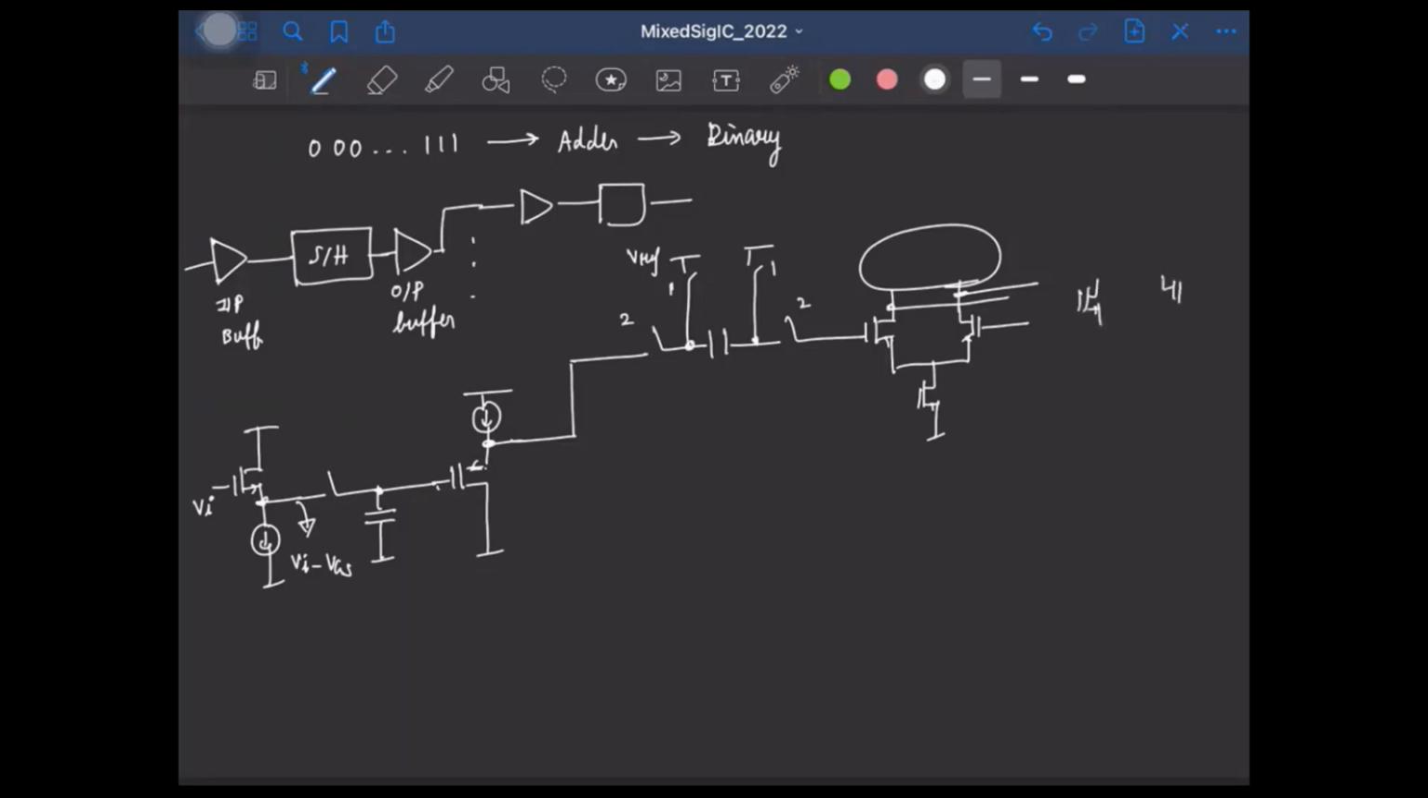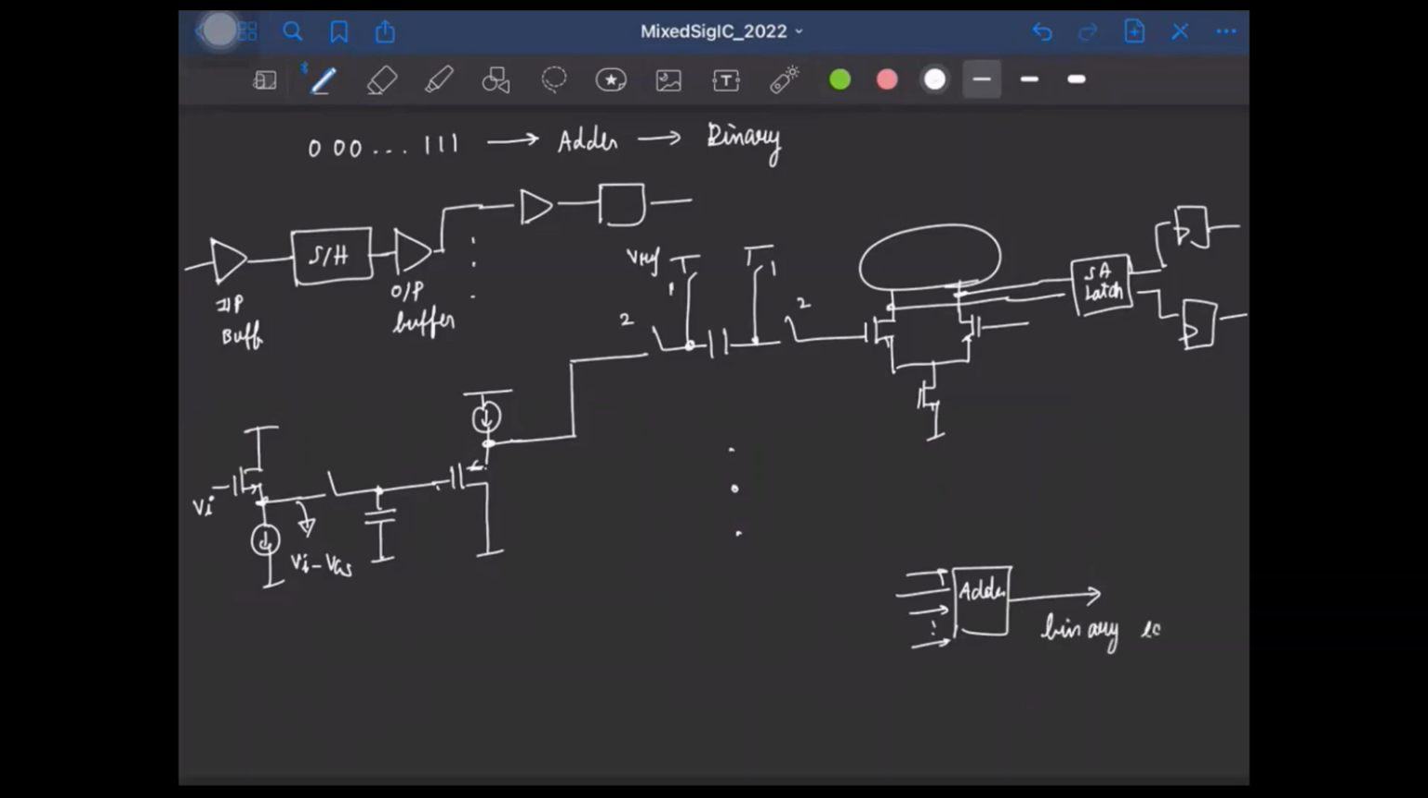One popular architecture is to use the strong arm latch. I'll not draw the circuit. I'll just say it goes to a strong arm latch. The output of the strong arm latch, you can give to a flip-flop to sample and store the comparator output. Of course, you'll have multiple copies of this, and the output of all the comparators can be given to an adder. The output of the adder will have the binary equivalent. A common architecture chosen for the adder is the Wallace tree adder.